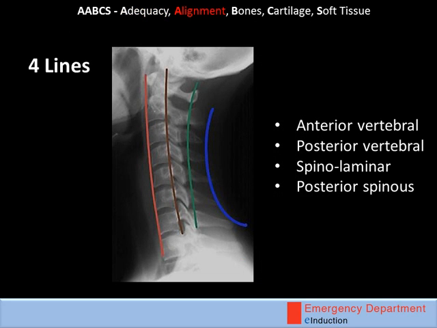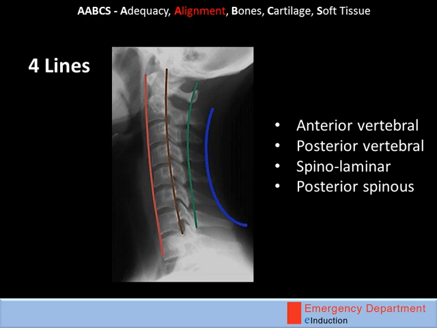There are 4 very important lines you can draw on the lateral C-spine to assess alignment. The red anterior vertebral line passes up the front of the vertebral body. The brown posterior vertebral line passes up the posterior aspect of the vertebral body. The spinolaminar line joins the bases of the spinous processes, and the posterior spinous line forms a curve along the tips of the spinous processes.